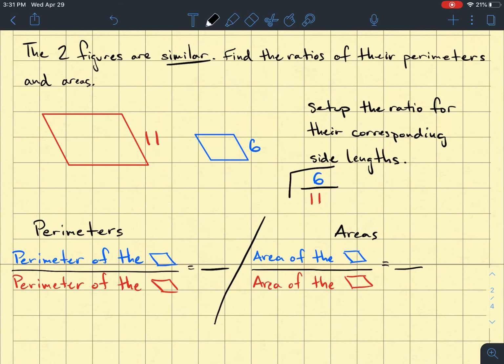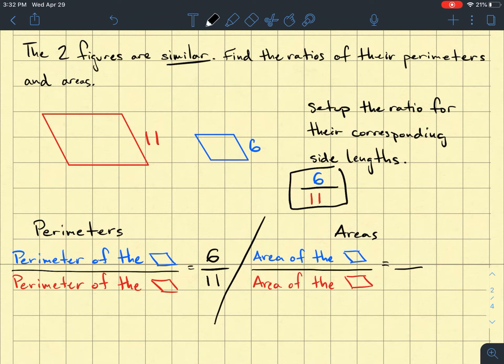So this is the ratio that we're going to use, that 6 over 11. Now, could that be reduced? No, it cannot. You're absolutely right. Thank you. So that means the 6 over 11 is going to be the ratio of their perimeters. So for every 6 that we get for the perimeter of the blue, we're going to get how many in the red? Well, we're going to get 11.